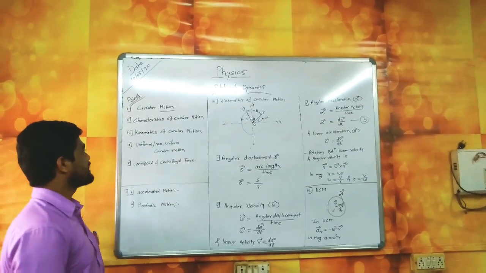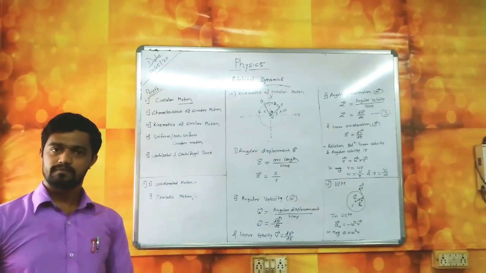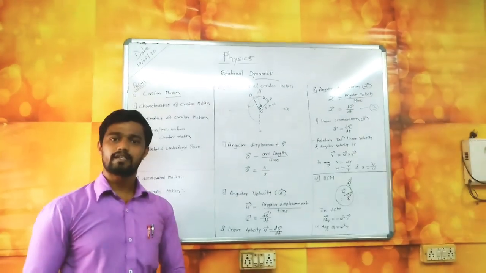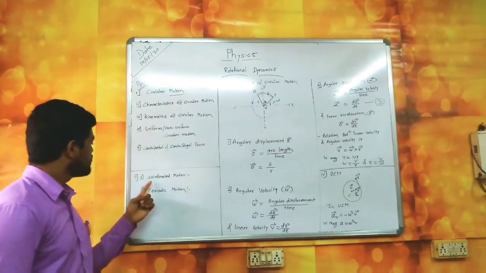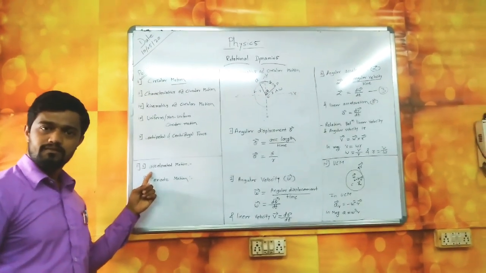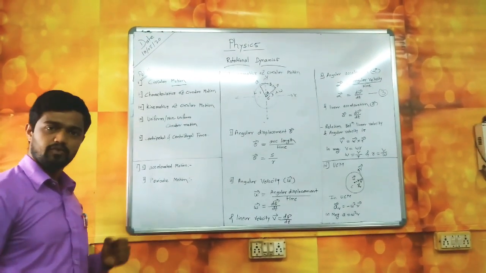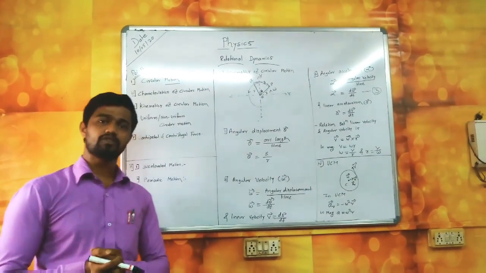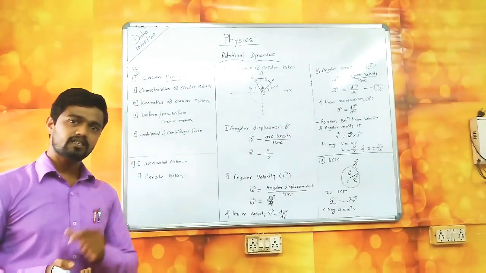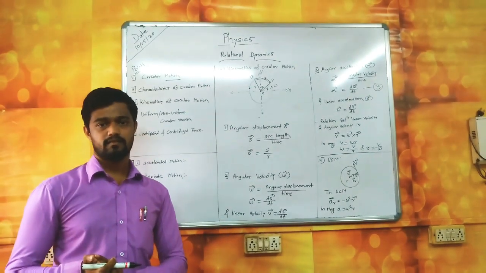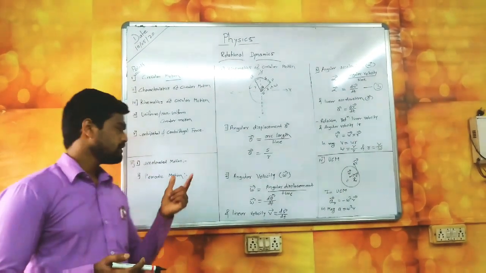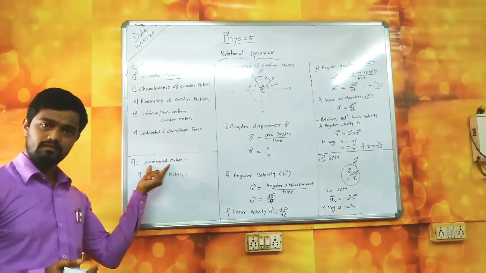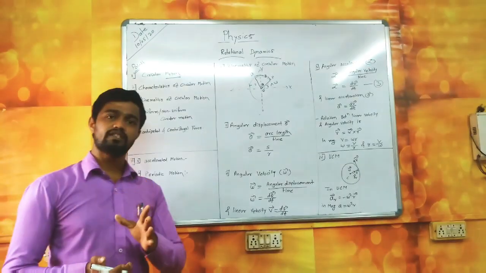Okay. So next one, characteristics of circular motion. There are two characteristics. First is accelerated motion and second is periodic motion. In accelerated motion, the direction of velocity changes. What I am saying? In accelerated motion, the direction of velocity changes.